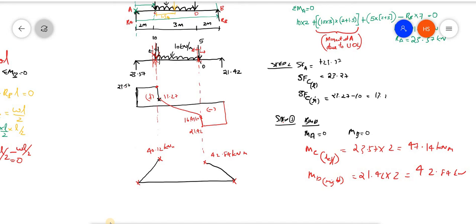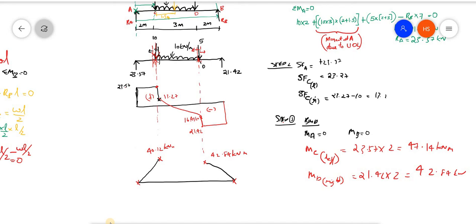And one thing you have to understand here is that we have obtained different bending moments. One is 47.12, then 42.84, likewise. But we really don't know what will be the largest bending moment. Okay, the maximum bending moment we have not obtained here.